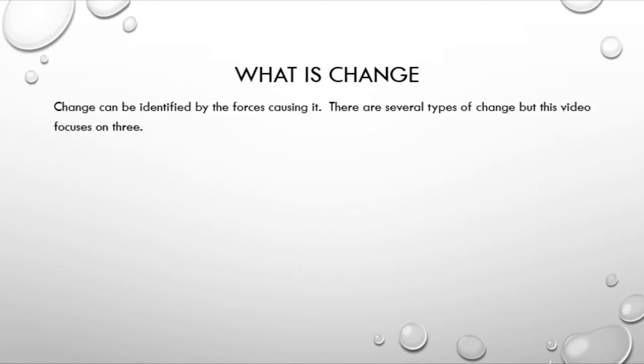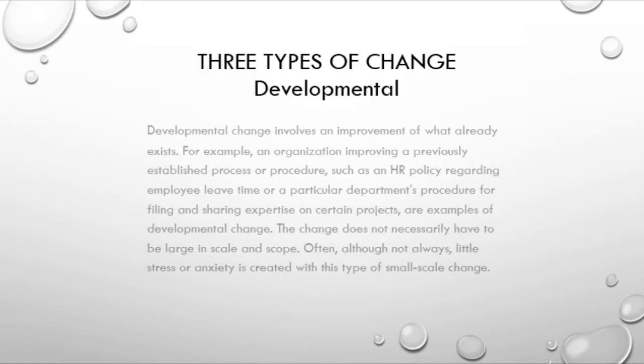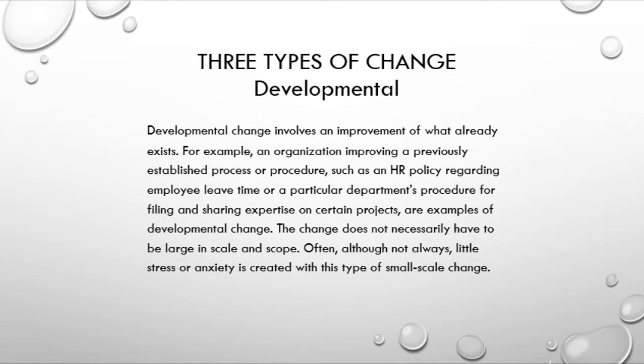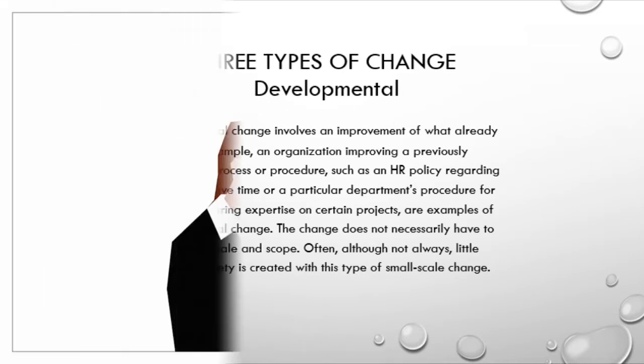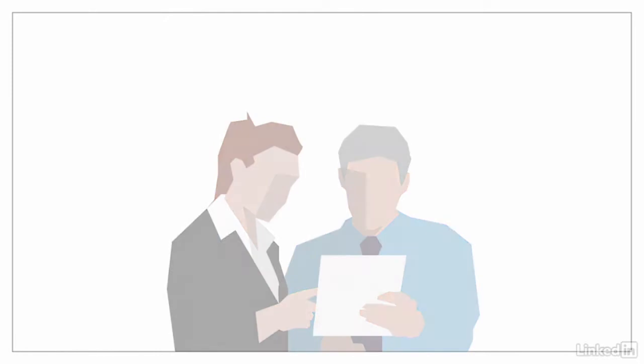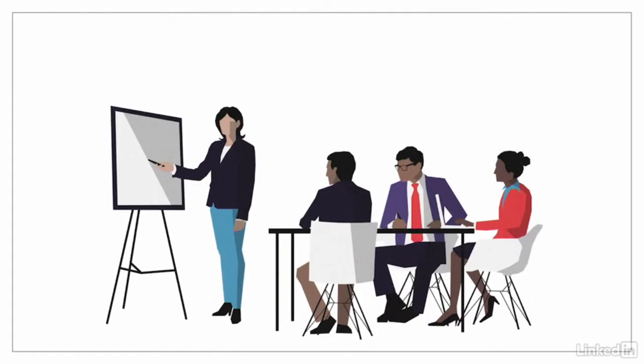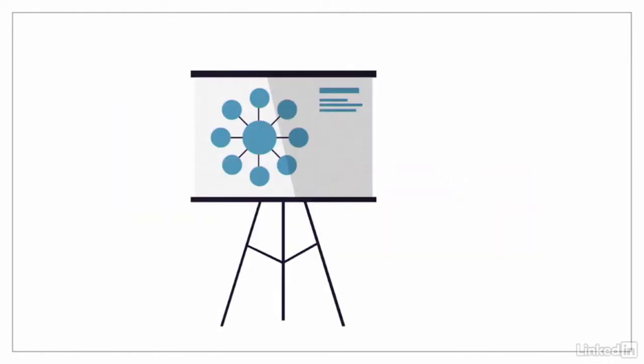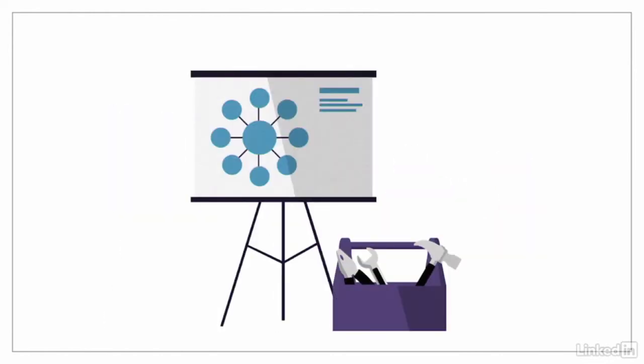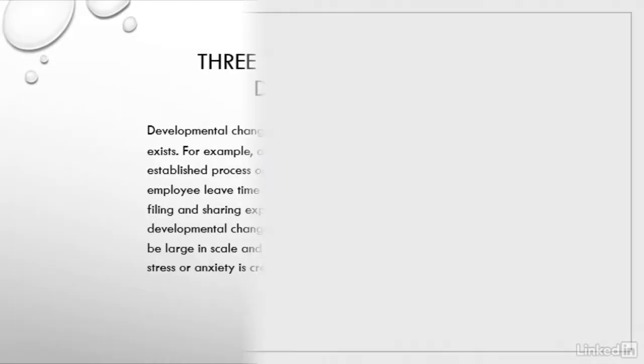Change can be identified by the forces causing it. There are several types of change, but this video focuses on three: developmental, transitional, and transformational. A developmental change involves an improvement of what already exists. For example, an organization improving a previously established process or procedure, such as an HR policy regarding employee leave time, or a particular department's procedure for filing and sharing expertise on certain projects. These are examples of developmental change.